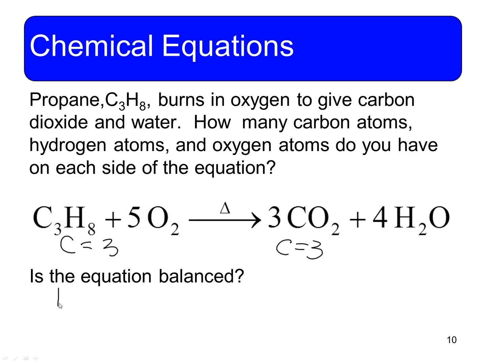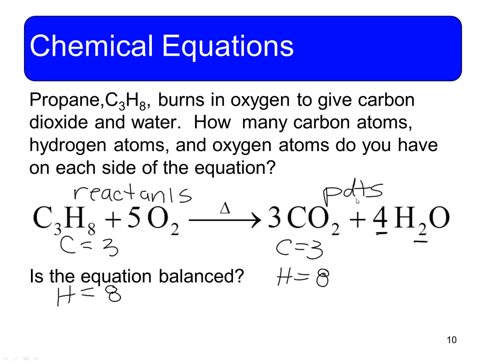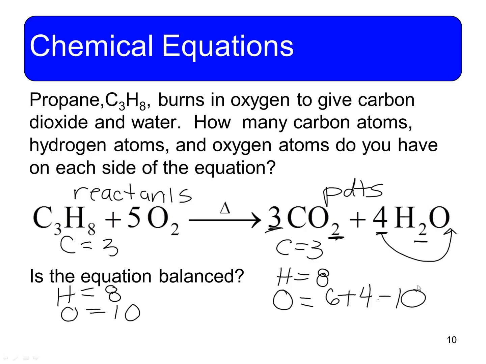Okay, we've got 8 hydrogens. We've got 4 times 2. We've got 8 on the product side. So remember, these are our reactants. These are our products. Okay. We've got 10 oxygens. And here we've got 6, 3 times 2, plus 4 times 1. So everything checks out there. So we have a balanced equation.